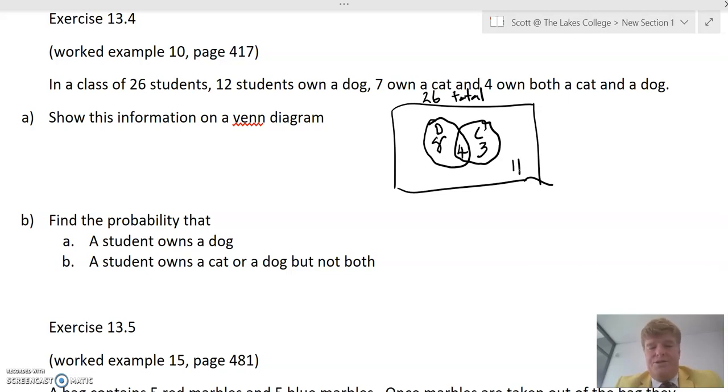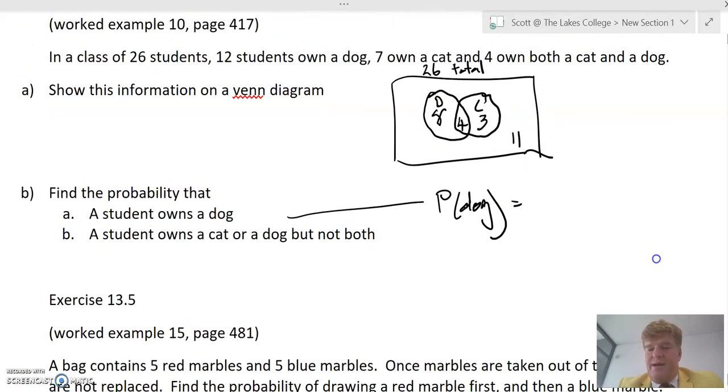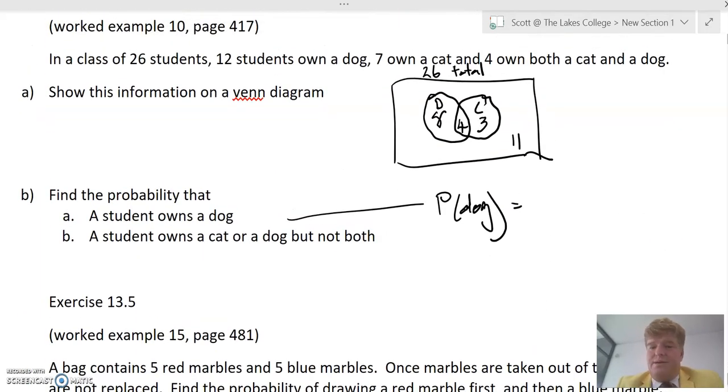So what's the probability that a student owns a dog? Probability of a dog. Similar to what we were talking about before, we're looking at the number of favourable outcomes divided by the total. So we know that 12 students own a dog out of the 26 people in total. We've got a common factor of at least 2 there, so let's see if we get 6 over 13. The probability is 6/13 that a student owns a dog.